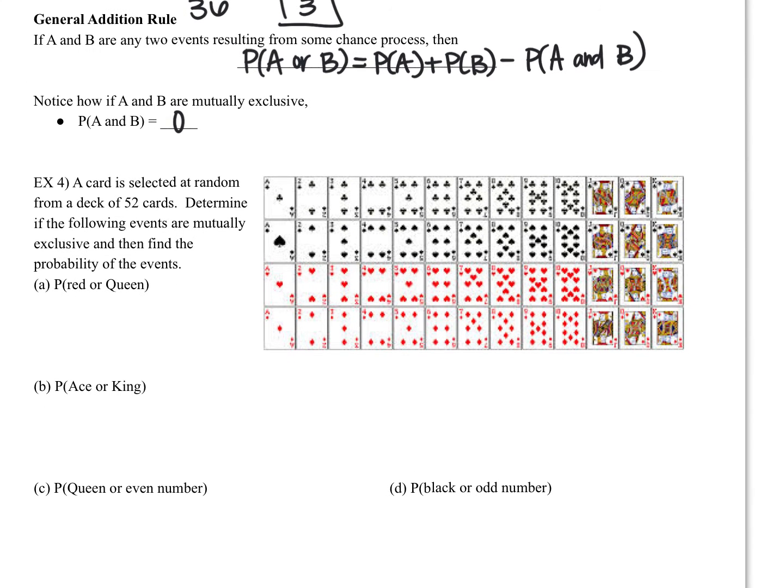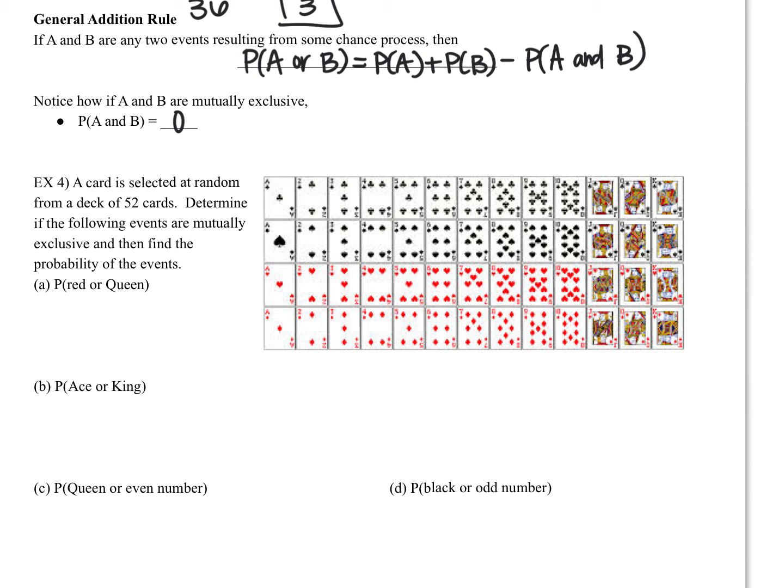Okay. Another very common example is examples containing decks of cards. A card is selected at random from a deck of 52 cards. So a deck of cards has 52 cards. Determine if the following events are mutually exclusive and then find the probability of the events.